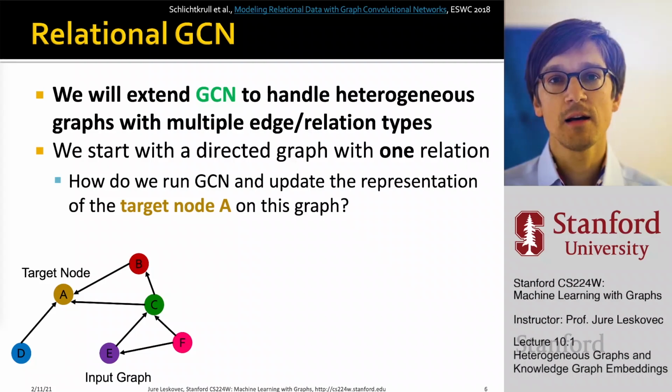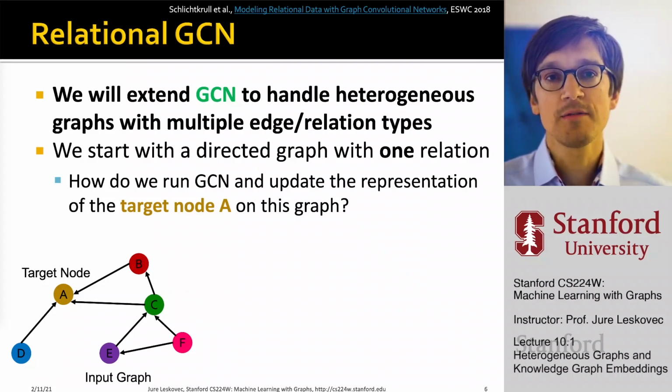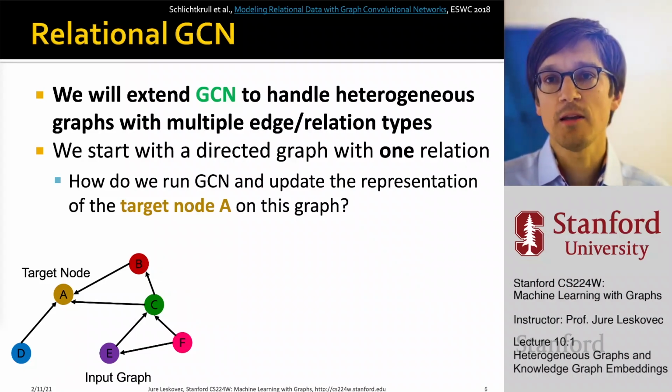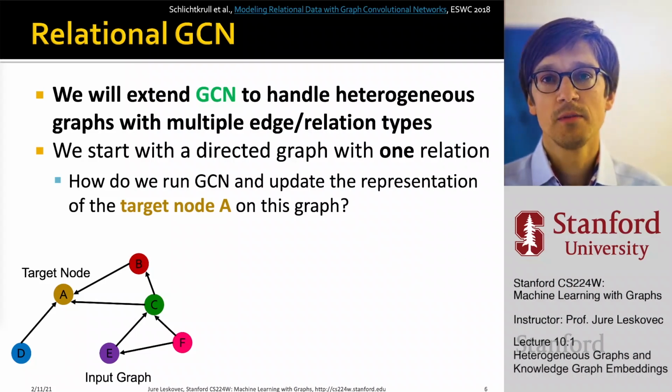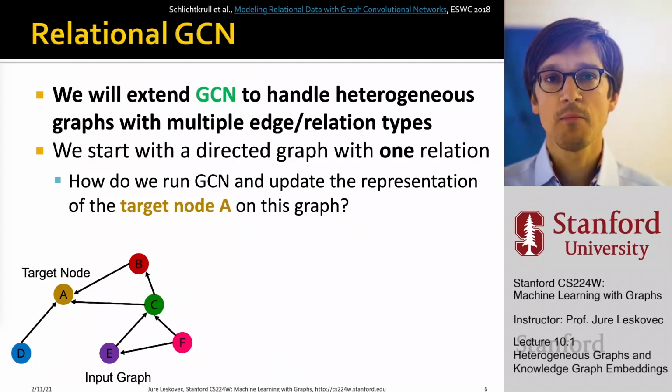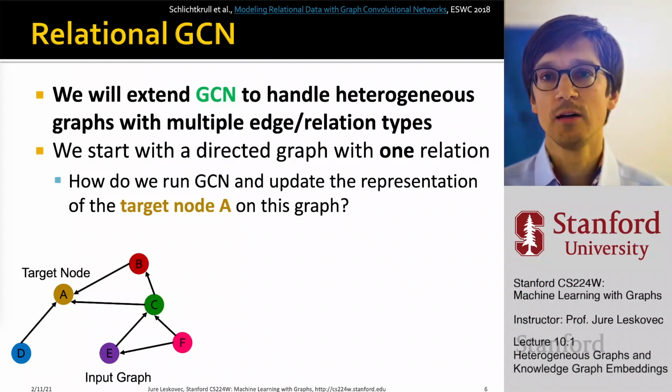So far, we defined GCN on one type of relation and one node type, so on simple graphs, and now we would like to expand it to more complex heterogeneous graphs. The way I want to explain this is to first remind you about a GCN, and then it will become very natural how we extend it.